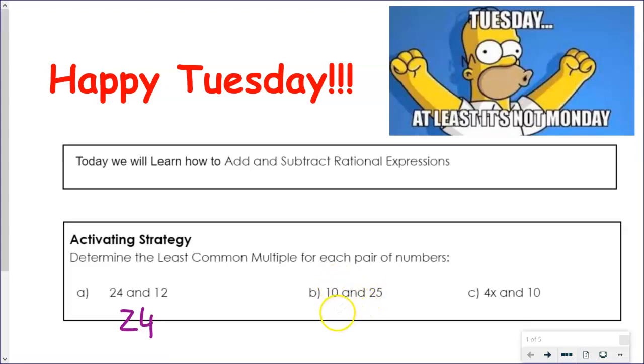Again, 10 and 25, it will be 50, because 10 goes into 50 and 25 goes into 50. And 4x and 10, it will be 20x, because we can multiply 4x times 5 to get 20x, and we can multiply 10 by 2x to get 20x.